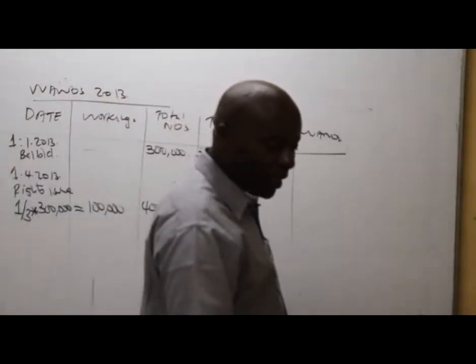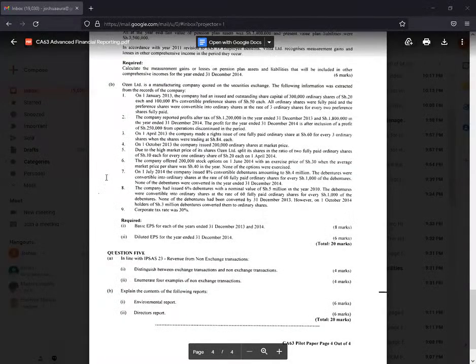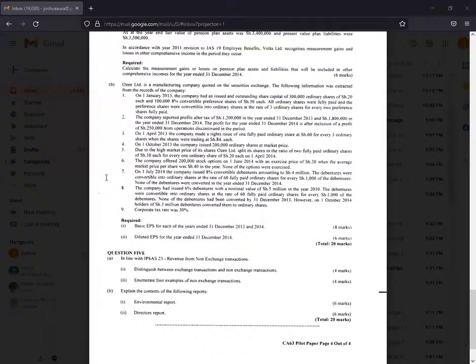Let's continue first and see whether we have any other transaction in 2013. Do we have any other transaction in 2013? On 1st October, look at this. On 1st October 2013, the company issued 200,000 ordinary shares at market price. I love this. It's a 2013 transaction on 1st October.